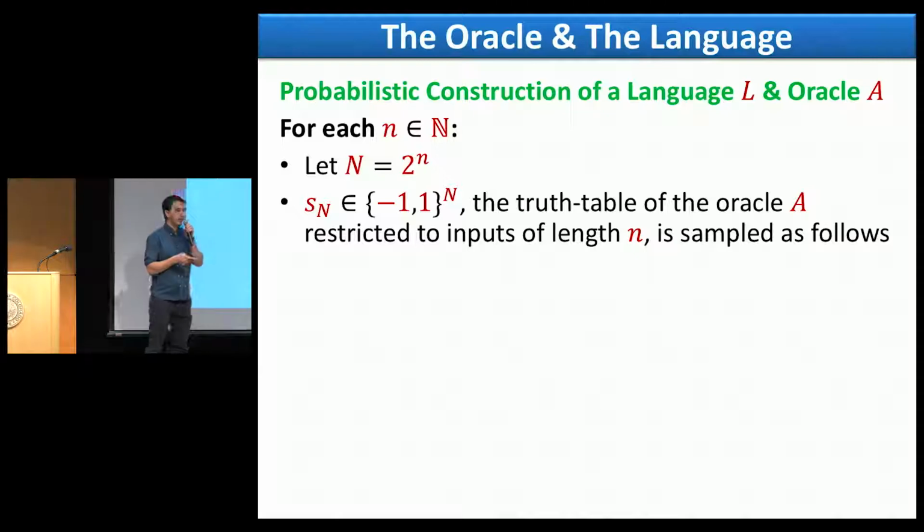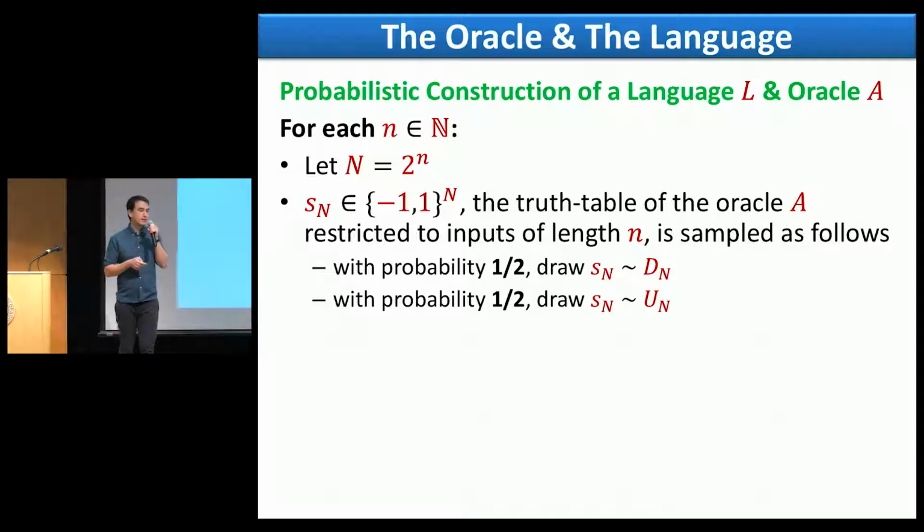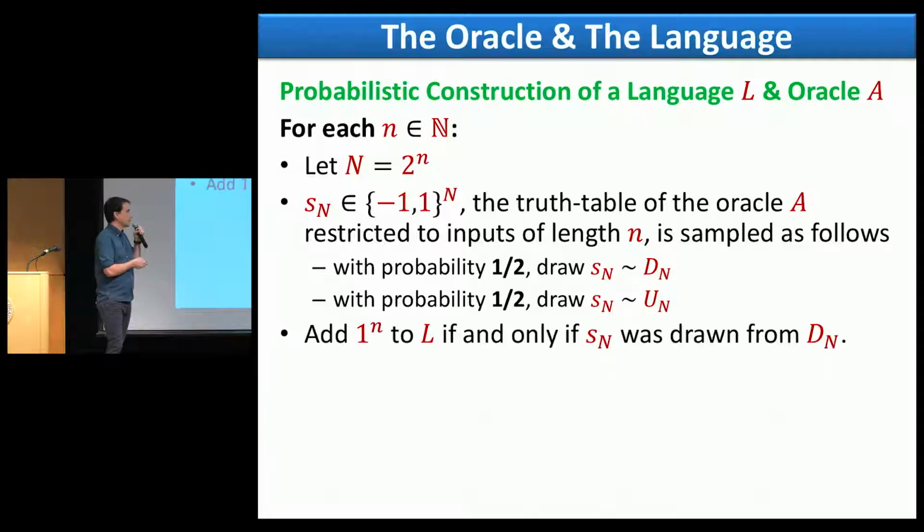And how do I sample this string? With probability 1/2, I will sample the string according to this distribution D. Let's just give it a name so that it will be easier to remember. So D will be for correlation. And with probability 1/2, I will pick this string according to the uniform distribution. And this defines the oracle. How is the language defined? I will add the string 1 to the n to the language if and only if the string Sn was sampled according to Dn. So depending on my choice here, I would add 1 to the n to the language.